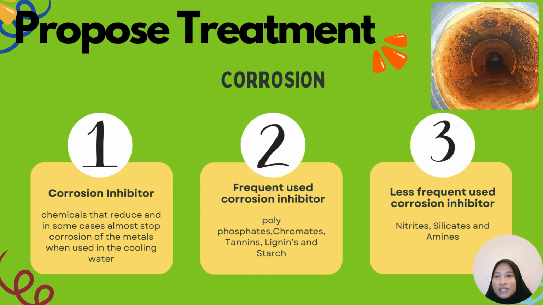The next proposed treatment is for corrosion. A corrosion inhibitor is a chemical that reduces and in some cases almost stops corrosion of the metal when used in the cooling water. Frequently used corrosion inhibitors are polyphosphates, chromates, tannins, lignins, and starch. Less frequently used corrosion inhibitors are nitrites, silicates, and amines. Corrosion inhibitors act as a barrier between the metal surface and acid. A corrosion inhibitor does not allow an acid, H2SO4, to attack the metal surface.